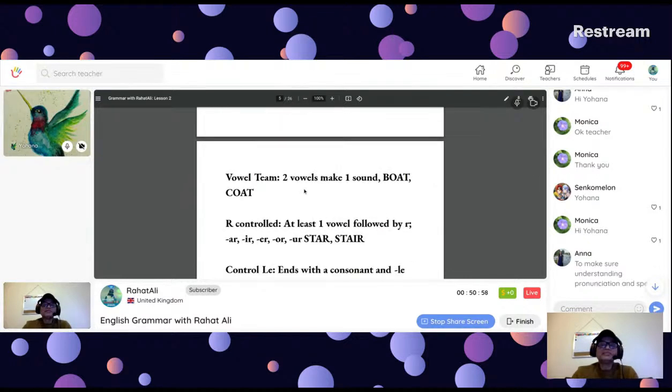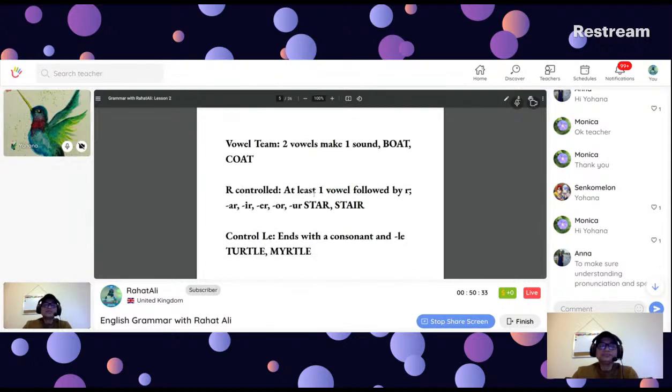Vowel team. We call it a vowel team when two vowels make one sound. You know, what are the vowels, Johanna? A, E, I, O, U. Very good. These are all basic, everyone knows that. On the board, you can see O and A. Similarly, in coat, O and A. But they make one sound: boat, coat.